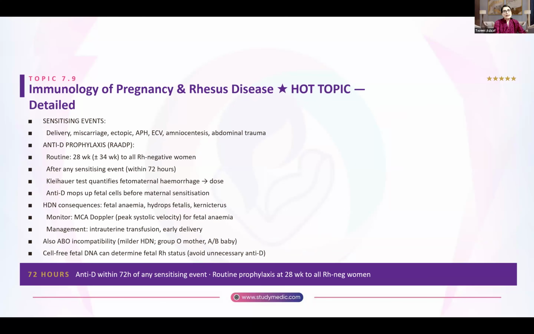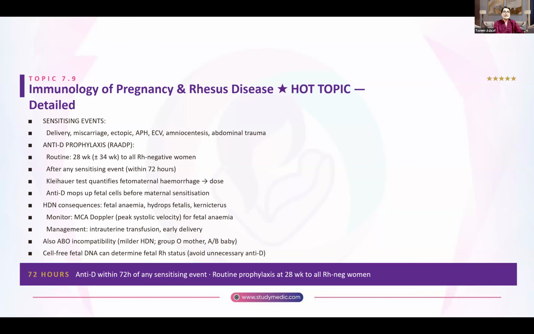So when we are talking about the immunology of pregnancy, as I have emphasized in the previous slide, you should be able to understand what the sensitizing events are: delivery, miscarriage, ectopic pregnancy, external cephalic version, abdominal trauma. And you should know at what gestational age we give anti-D prophylaxis. This is an exam tested area. Routinely we give it after a sensitizing event, within 72 hours. It is more effective when given within 72 hours.